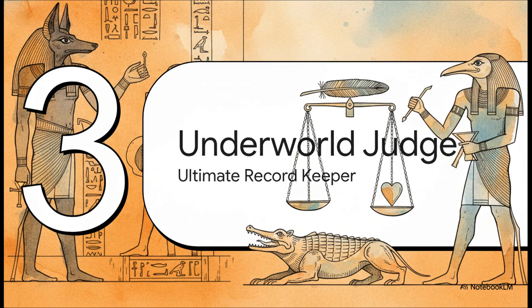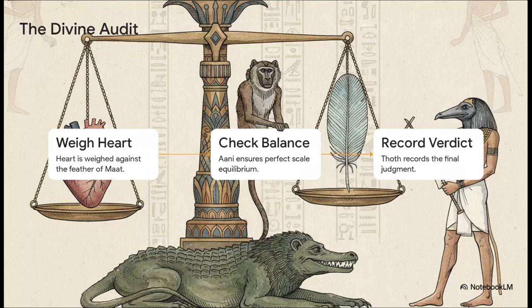Section 3. Judge of the Underworld, the ultimate record keeper. Now, as we transition to the afterlife, we find out that a top-tier administrator's job definitely does not end just because someone dies. Passing into the Egyptian afterlife required passing a strict, honestly terrifying divine audit. First, the deceased's heart is weighed against the feather of Ma'at, which represents absolute truth.